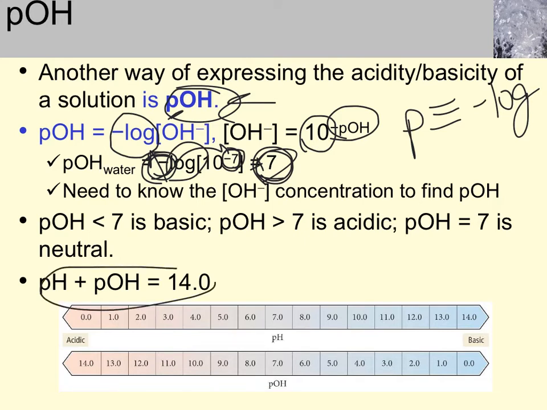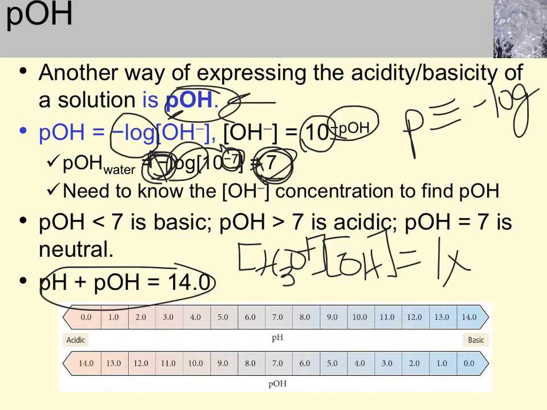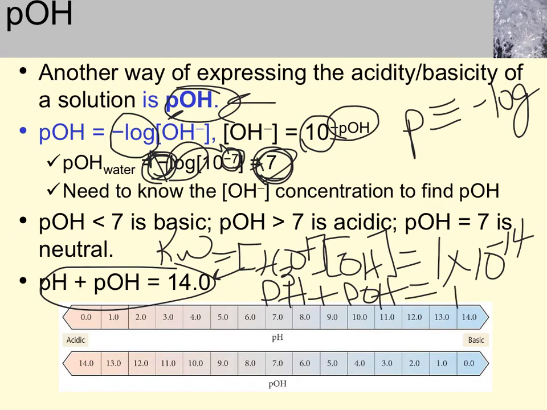Now, because the concentration of hydronium ion times the concentration of hydroxide ion in solution at 25 degrees is always 1 times 10 to the minus 14. That's always the case. Remember, that's Kw. Because that's the case, if you do a derivation, what that means is that pH plus pOH is always equal to 14. So that's a handy little equality to know also.